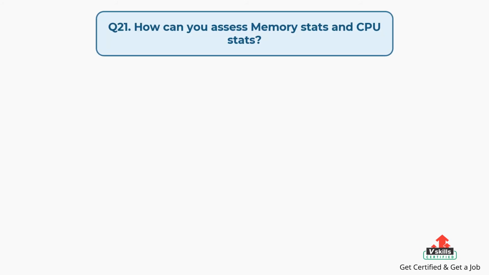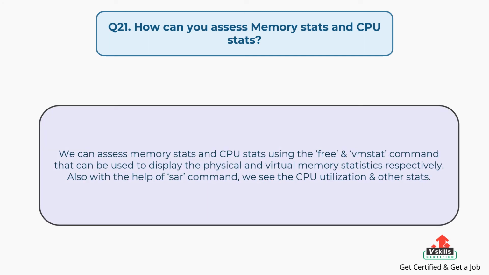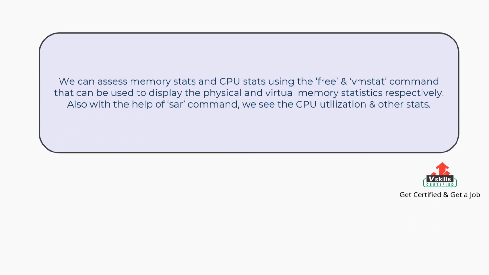Question number 21. How can you assess memory stats and CPU stats? The answer is we can assess memory stats and CPU stats using the free and vmstat commands that can be used to display the physical and virtual memory statistics respectively. Also, with the help of the SAR command, we see the CPU utilization and other stats.